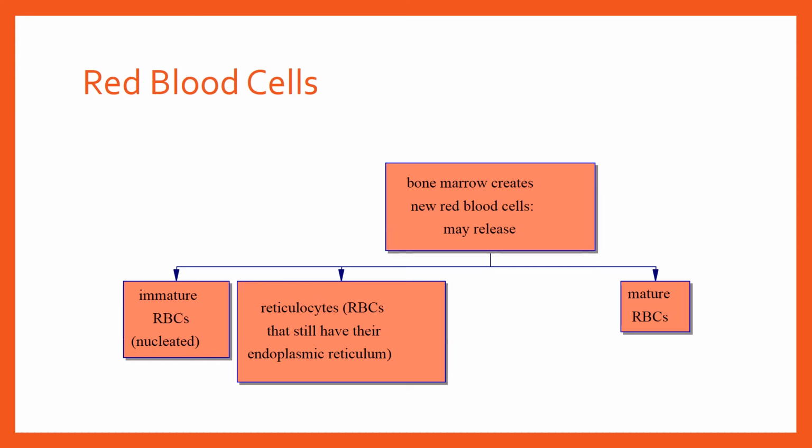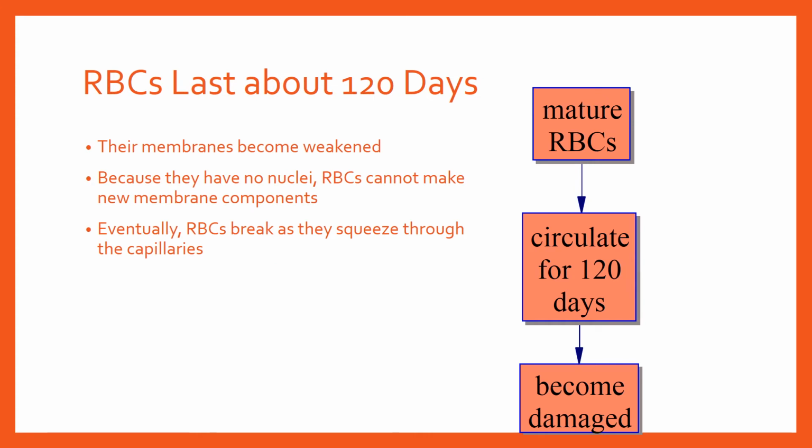Immature red blood cells are nucleated. They have their nucleus. Reticulocytes still have endoplasmic reticulum, although they have already lost the nucleus, and mature red blood cells have pretty much nothing but their hemoglobin. Red blood cells will last about 4 months, or some say 3 to 4 months, because it's not like 120 days pass and the red blood cell checks out.